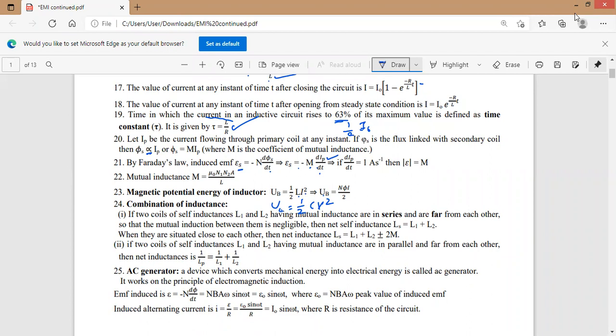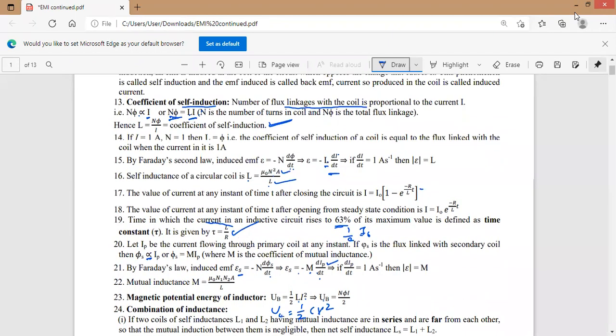According to the expression for self-inductance, we know that L is equal to N φ by I, so N φ is equal to L I. If you substitute that one, we get U_B is equal to N φ I by 2.